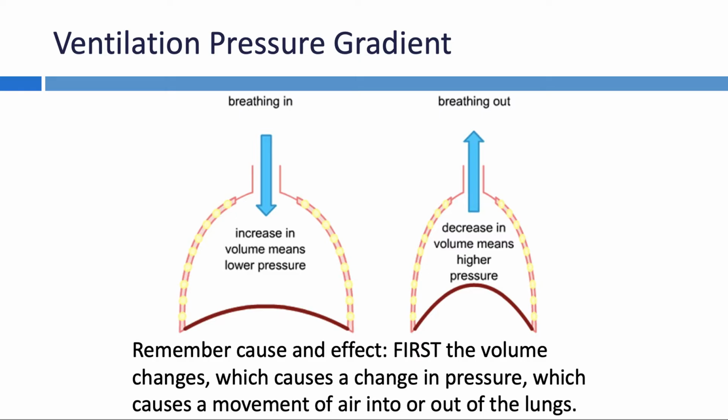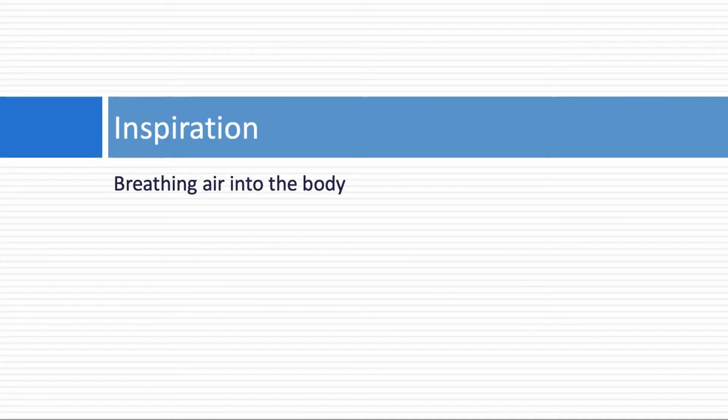In order to exhale, we do the opposite. We decrease the size of our thoracic cavity, and this decrease in volume is going to increase the pressure within our lungs and cause air to move out of the lungs. Cause and effect is very important. We do something that changes the volume, that changes the pressure, that makes air move in a given direction towards low pressure. So, as we said, ventilation is made up of inspiration and expiration. So let's talk about inspiration first, getting air into the body.